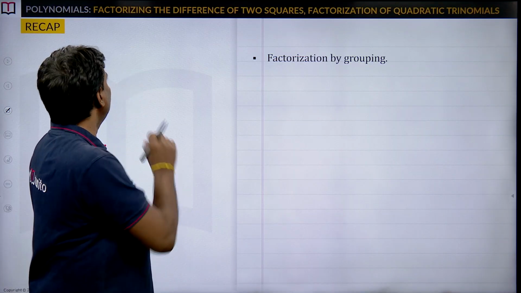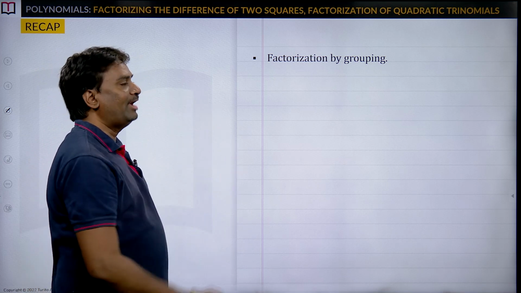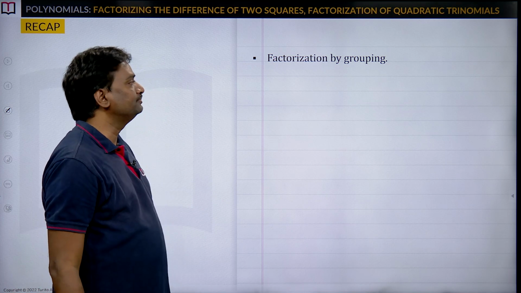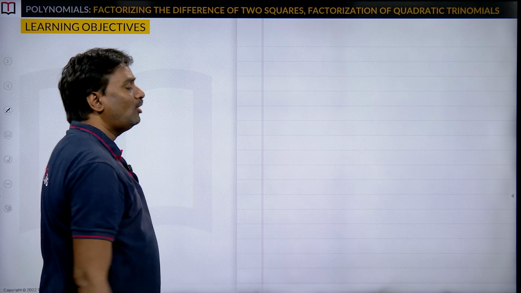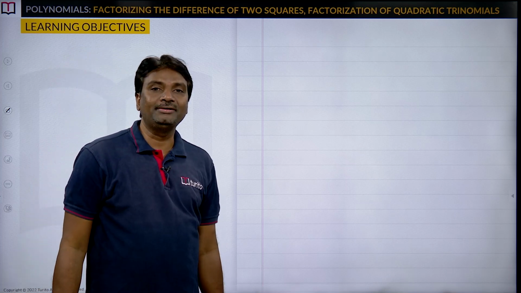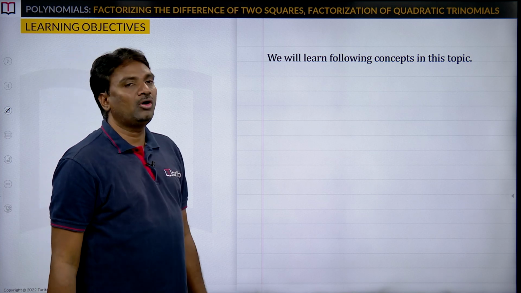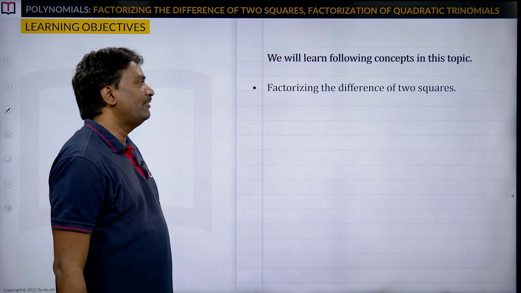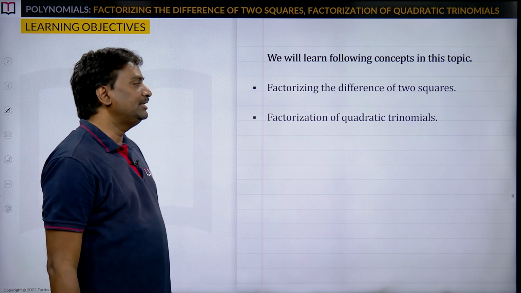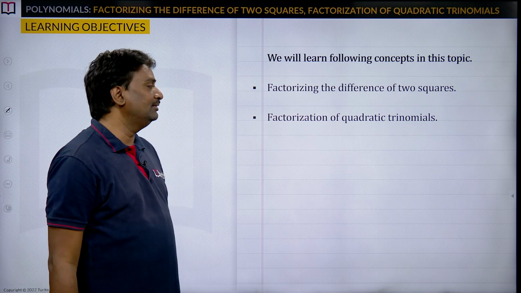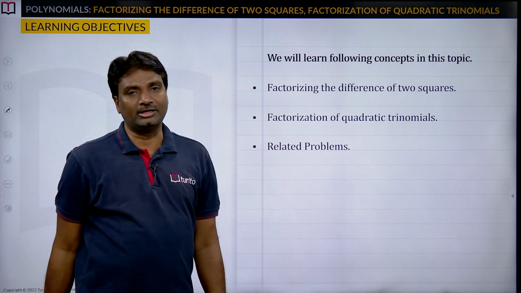Let us recap what we discussed in the last class: factorization by grouping, and we did some problems related to that. Next, the learning objectives, what we are going to discuss in today's class. We will learn the following concepts in this topic: factorizing the difference of two squares, factorization of quadratic trinomials, and we will do some problems related to these two concepts.